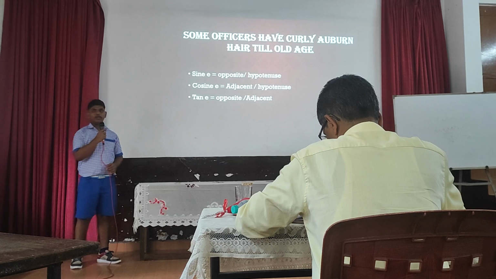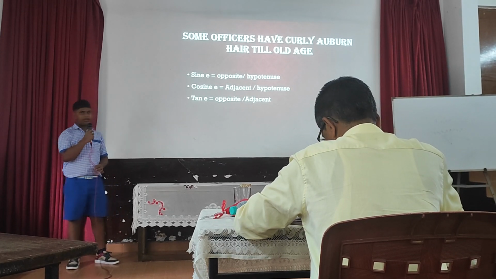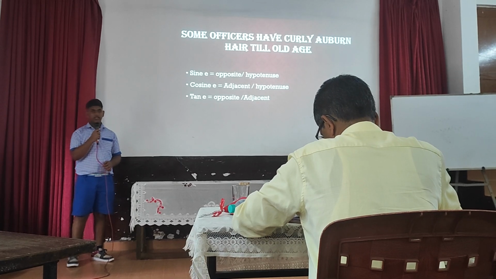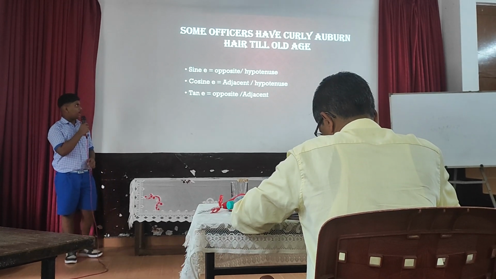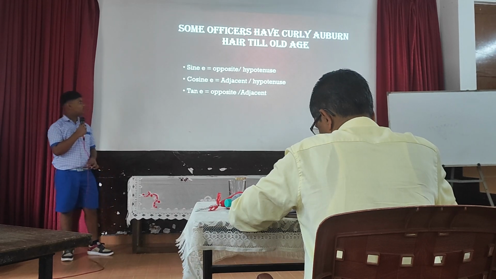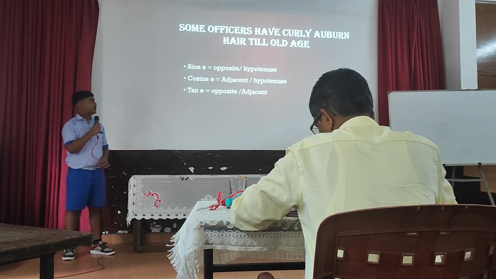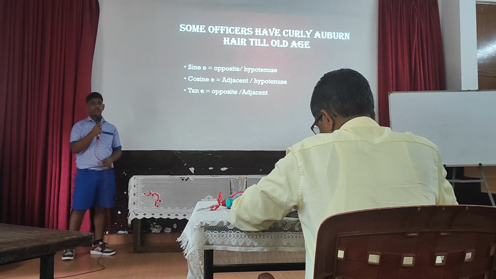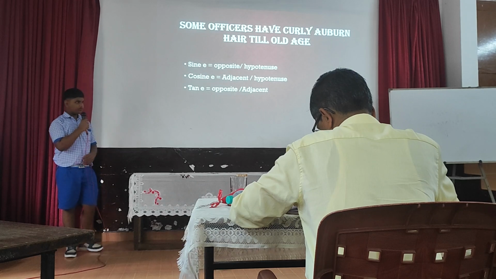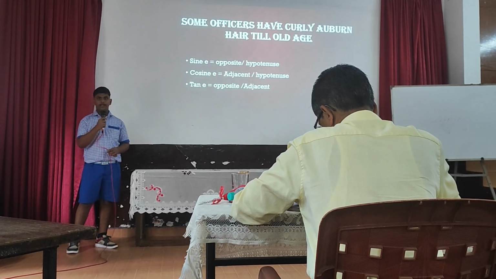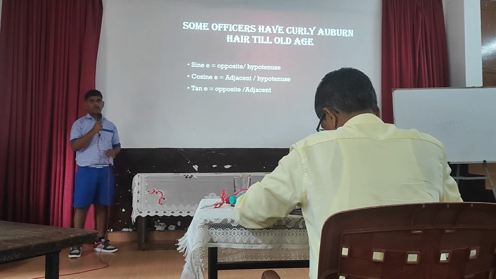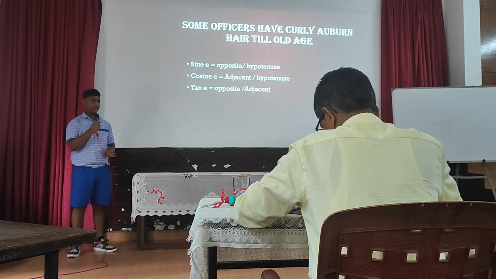The next word is "till". From "till", we have considered T as tan theta. The formula of tan theta is opposite side upon adjacent side. The second last word is "old". From "old", we have considered O as opposite side, and the last word is "age". From "age", we have considered A as adjacent side. So to remember the first 3 trigonometric identities, we have to remember this sentence: Some officers have curly hair, till old age.